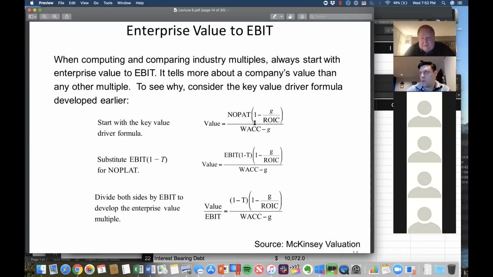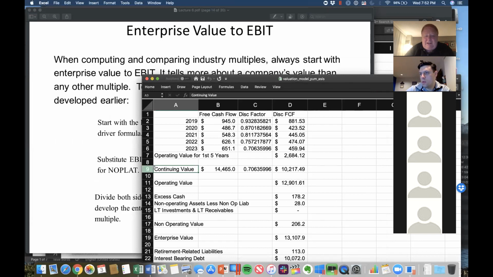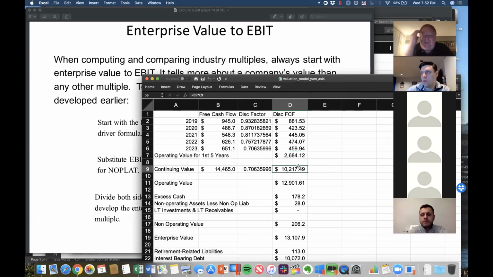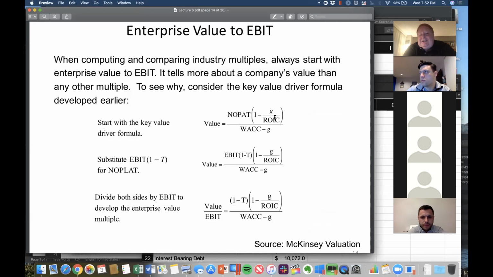Now, in an ideal world, we could skip the year-by-year forecast and just use the key value driver formula to forecast a company. And you can see, even in our model, the one challenge with continuing value, even if you look at Yum here, is that typically 70 to 90% of the value of a company occurs after year six, or in some cases after year eight, nine, or 10. So the real value is very sensitive to this growing perpetuity equation, and slight changes in it can have huge impacts on the value of a firm.